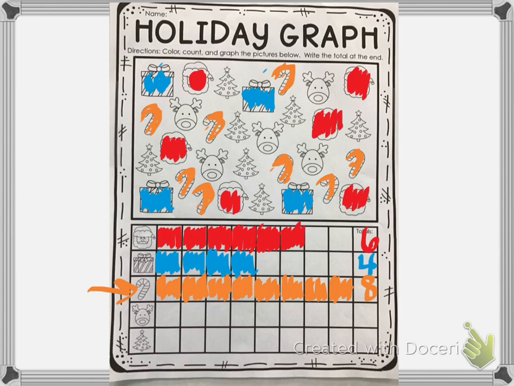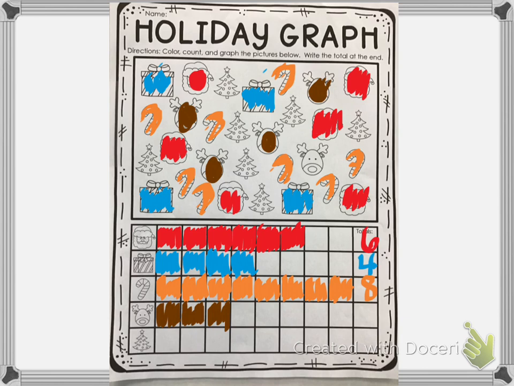Do brown for the reindeer. How's that? Oops. Sorry, friends. I forgot to erase that. Okay, now brown for the reindeer. There's one. Color in one square. There's another. Color in another square. Another.